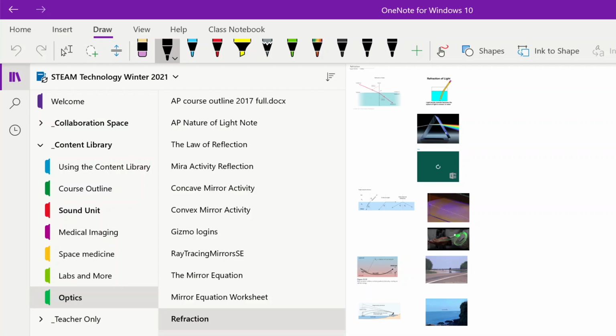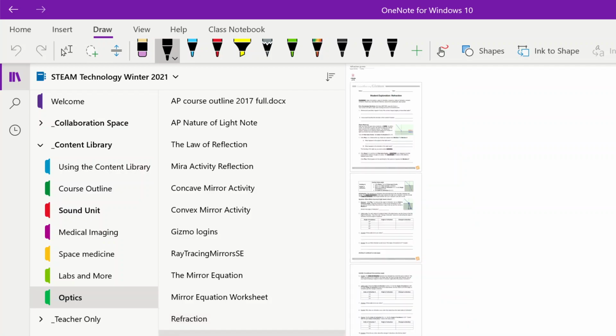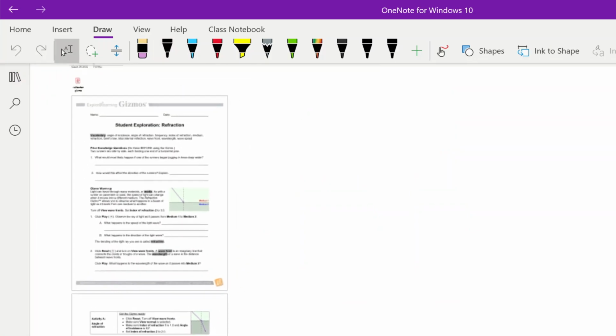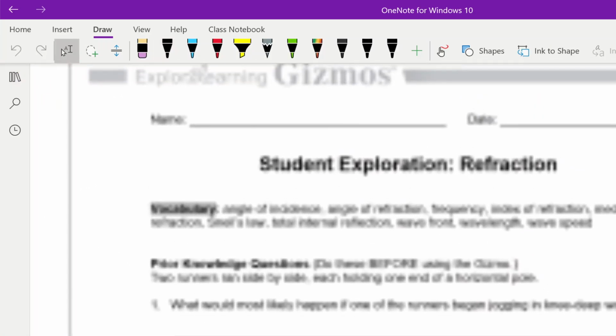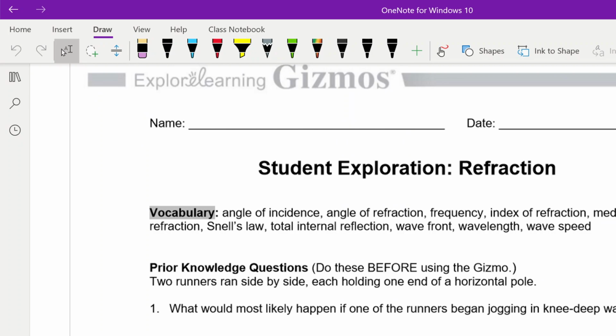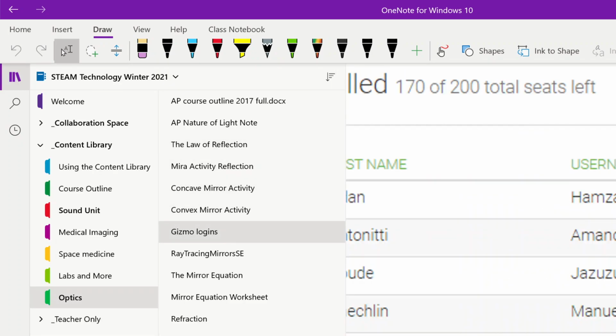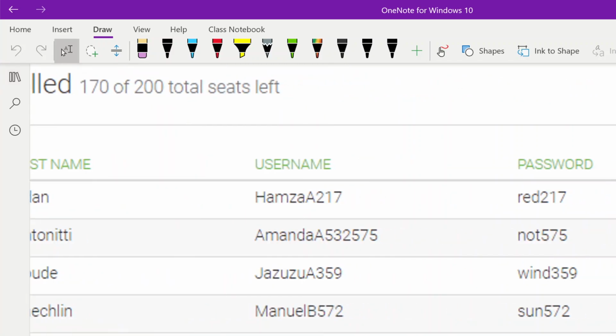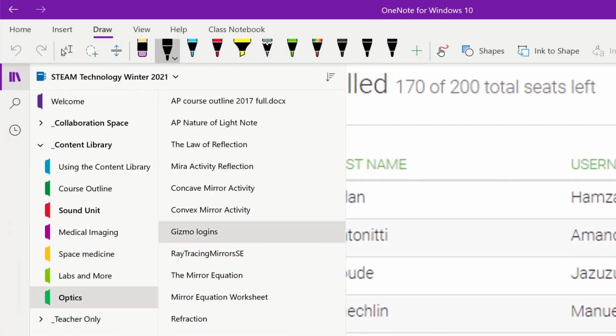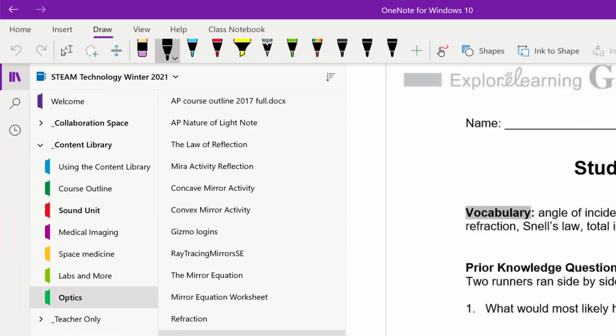There's a refraction gizmo. Okay. Now, you go to Explore Learning, use the logins. Okay, so let me show you that again. The logins are over here, gizmo logins. Just go to that page in OneNote. You can pick any username and password you like from the list to log in. And then the refraction gizmo worksheet is here.